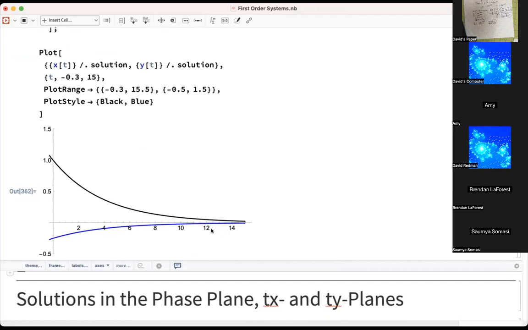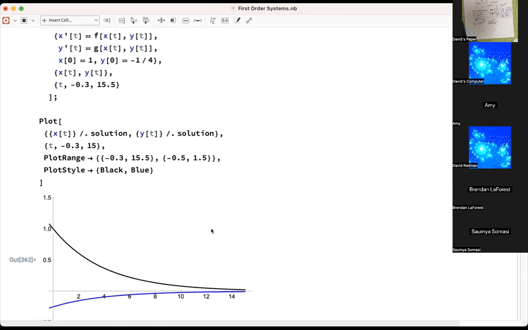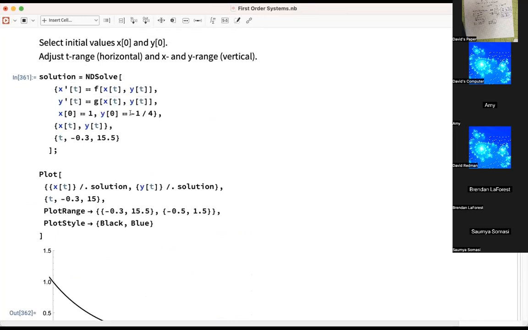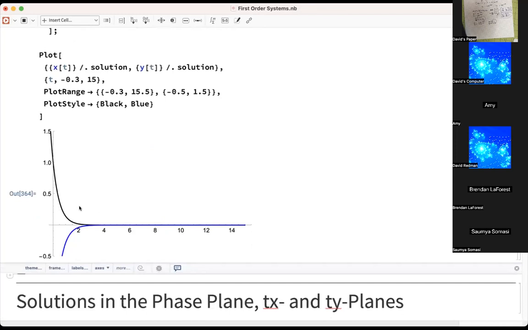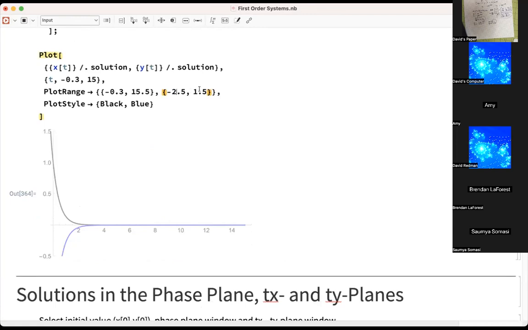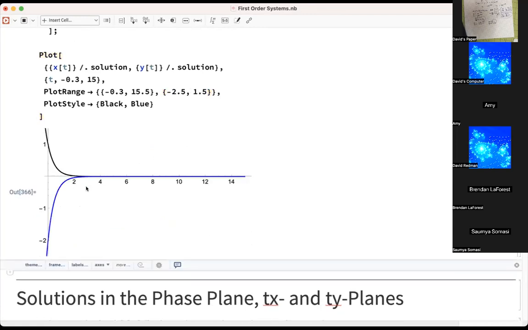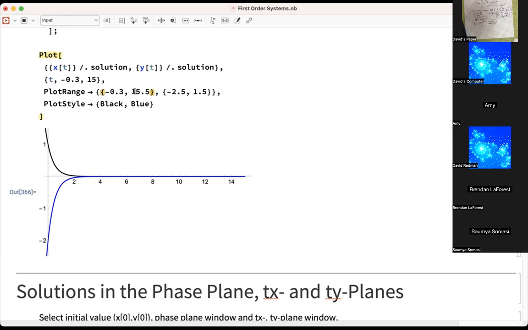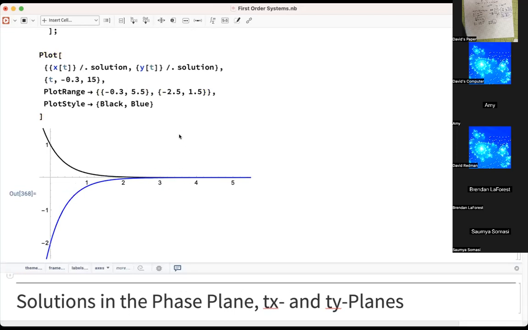There's a little prettier window. Let's put the other initial conditions in here, 1 and minus 2. Now I'm going to have to adjust my window again. Let's make this minus 2.5, 1.5. There's exponential decay. Very quick, e to the minus 2 is, right? So I'm not going to run this for 15 seconds. Even 5 seconds, it's already gone to zero.